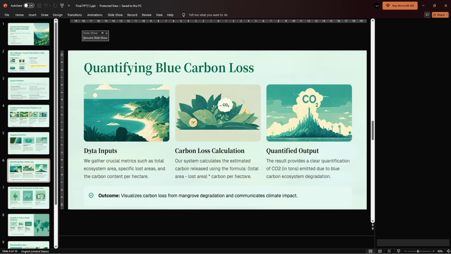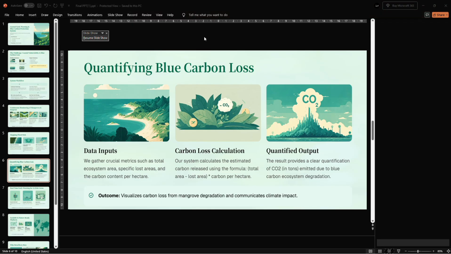Let's move to the next slide, that is quantify blue carbon loss, which is the utmost priority of our web application, which helps the society, even the government. In this, we have the data input, then we do the carbon loss calculation, then we quantify the output. All of these things are for nature, and that is what we propose by our solution, and that's the thing which makes our solution a sustainable solution, ready to be implemented in the real world.